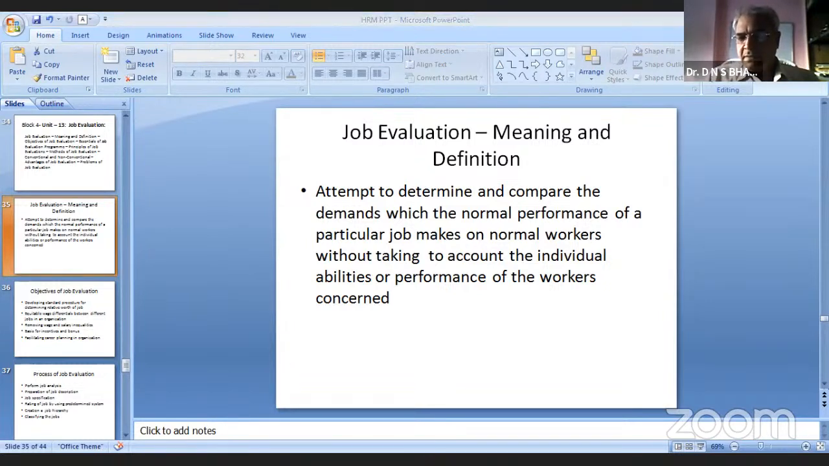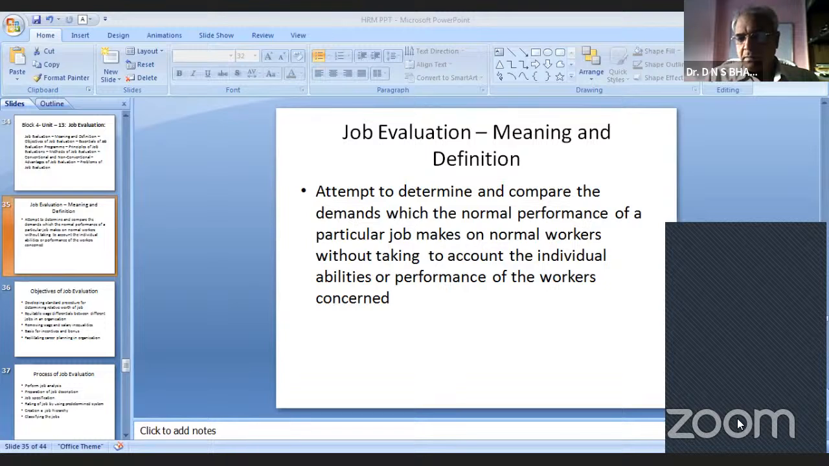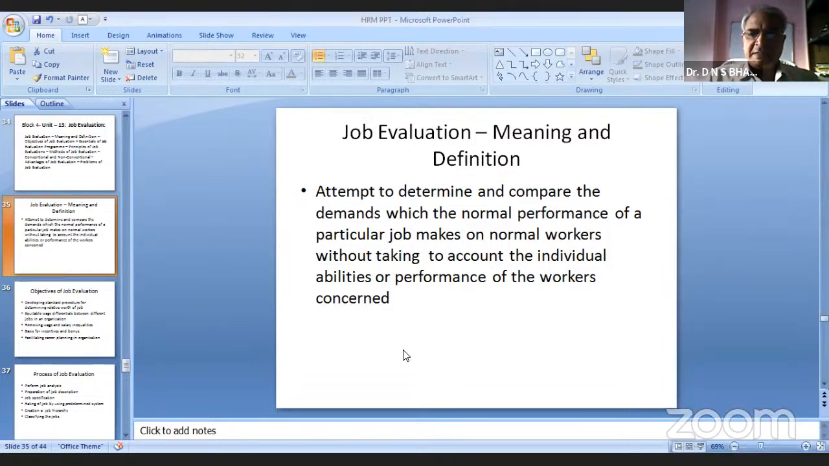So here also, in the case of job analysis, job description, job specification, and the last one is job evaluation. Job description means describing the job, what are the requirements. Job specification means what an employee should have to do the particular job. And job analysis means what is the role of the job in the total organization.